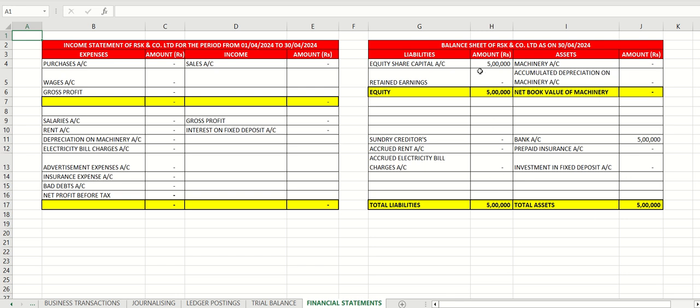See, if you take a look here, my balance sheet is matching up. There is no discrepancy between assets and liabilities. It is matching up. Okay. Now we are done with the first business transaction. Now let's move to the next business transaction.